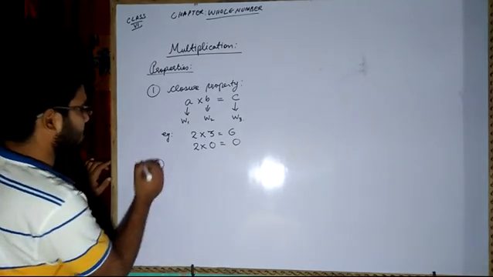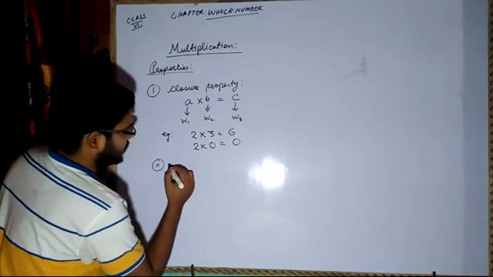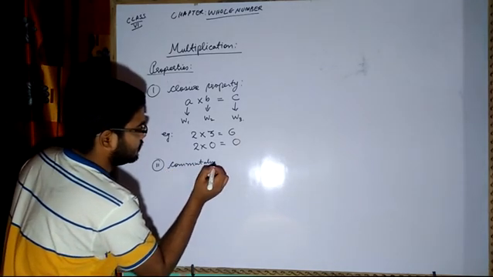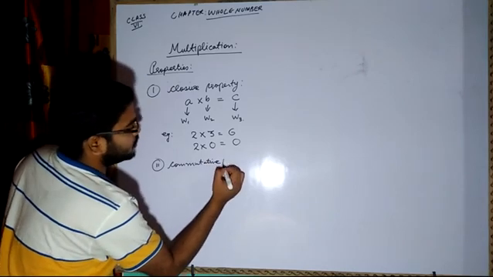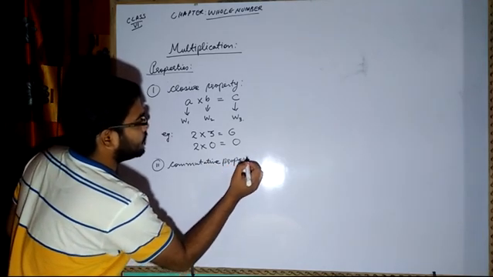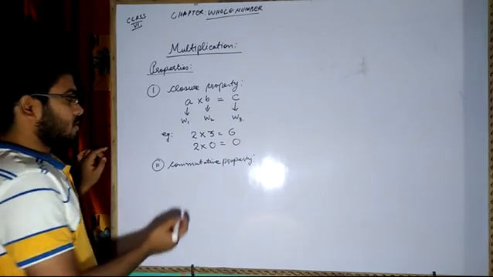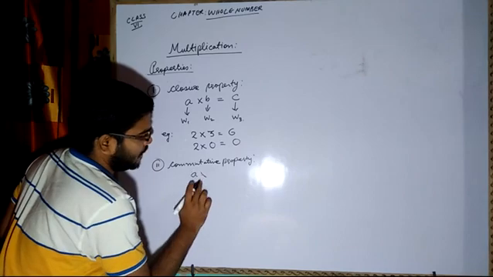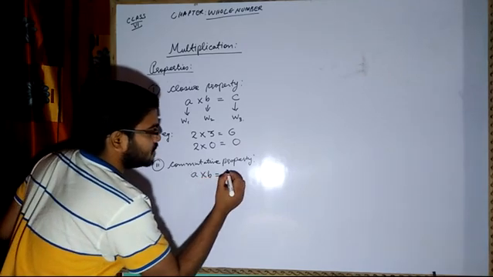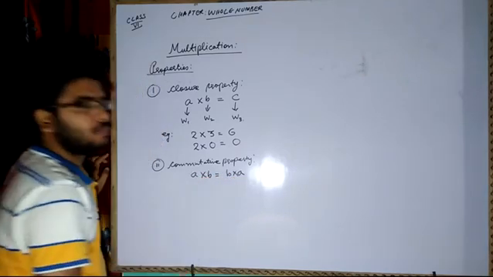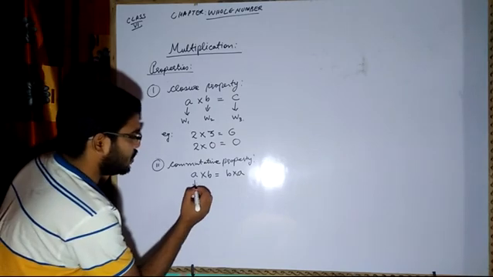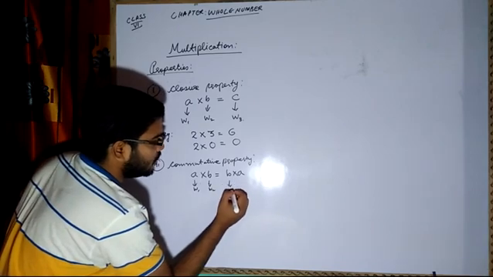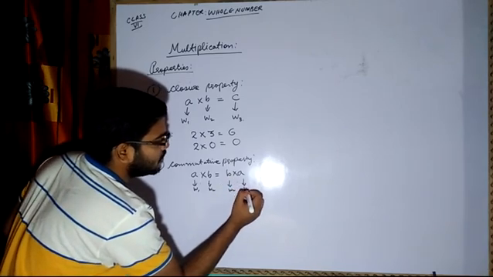Now the second property is the commutative property. In this, if I have a whole number A multiplied with B, the result will also be equal to B multiplied by A. This is whole number W1, and this is whole number W2.